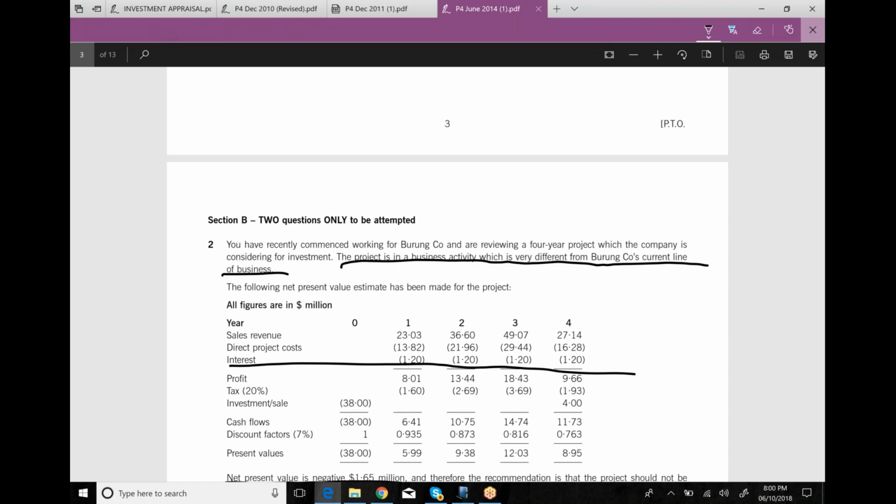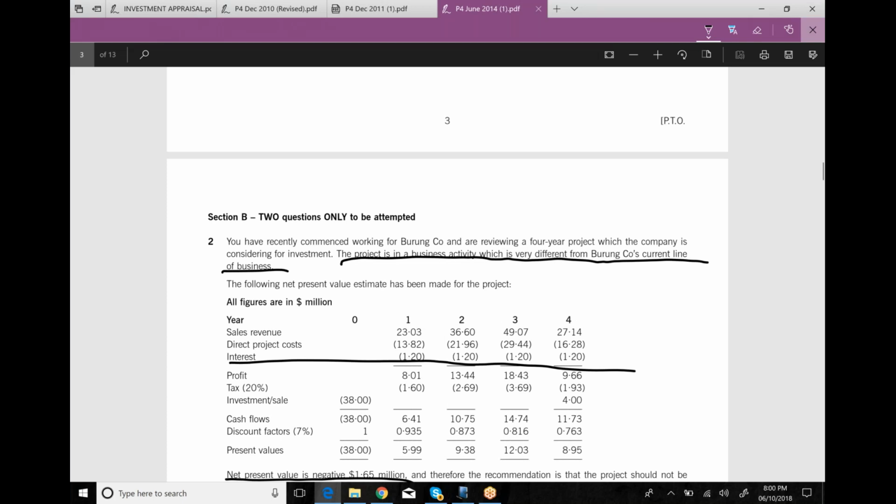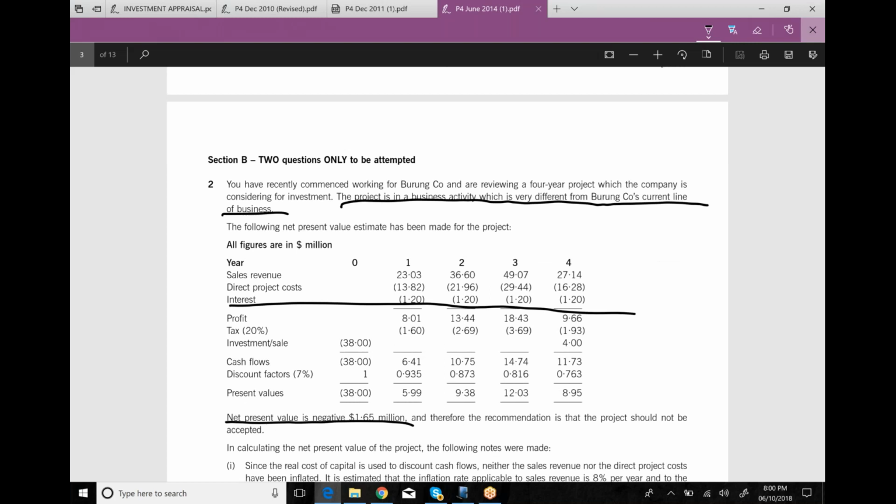The following net present value estimate has been made for the project. Sales revenue, then they have deducted direct project cost, interest is deducted, that will give you the profit, then tax is deducted, investment cash flows, and they have done the discounting at 7% and then the present value. It says net present value is negative 1.65 million. So is this NPV correct? No. So what are the mistakes they have made?